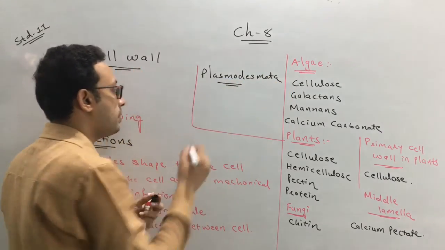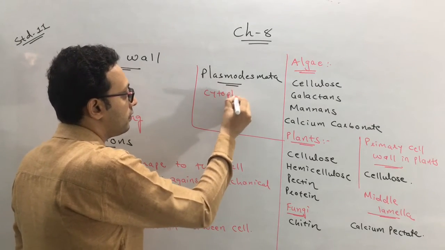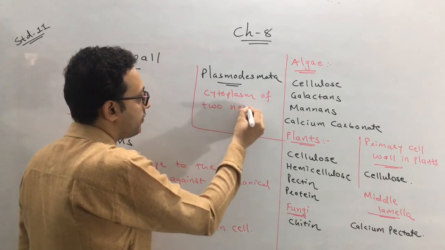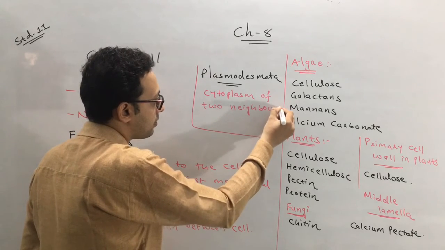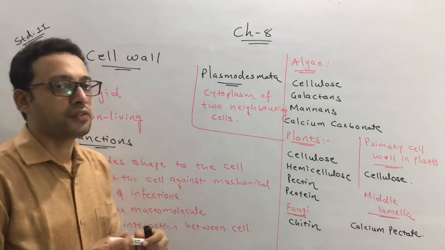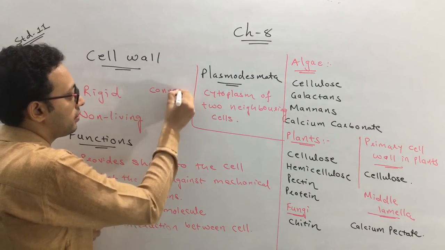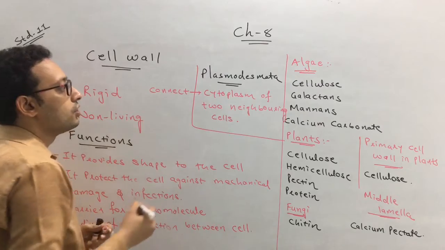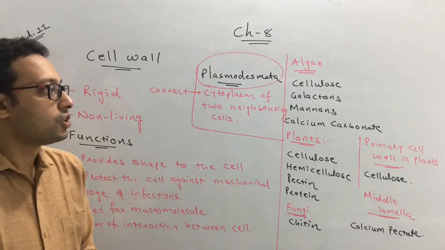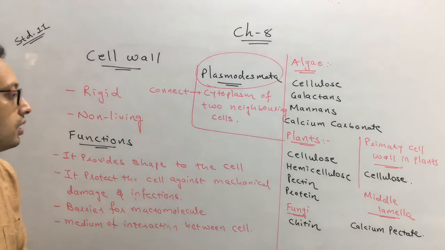Okay, what is a plasmodesmata? It's a connecting link between the cytoplasm of two neighboring cells. It connects the cytoplasm of two neighboring cells. So this is the cytoplasm of two neighboring cells, and they are connected by this, which is called plasmodesmata. Okay, so that's all about a short note on cell wall.